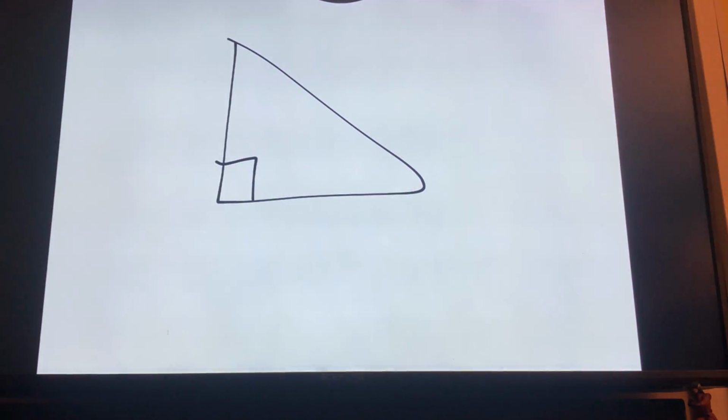So let's go ahead and talk about the Pythagorean theorem. When you are dealing with the Pythagorean theorem, you're going to be dealing with a triangle. And not just any triangle, but a specific type of triangle. Did I hear someone say a right triangle? That's right. Right triangle.